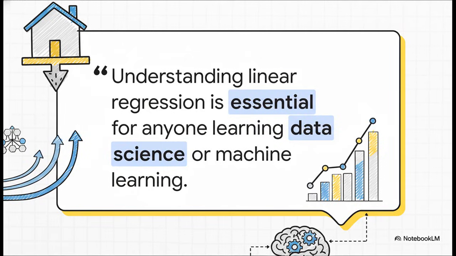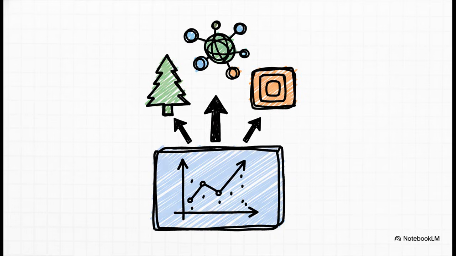And this really gets to the heart of it. You just have to know this stuff. It's like trying to become a professional chef without knowing how to properly use a knife. It's that foundational, that essential for anyone who's serious about data science or machine learning. So really, the key takeaway here is that linear regression is the starting block. It's the foundation upon which so many other, more complicated ideas are built.